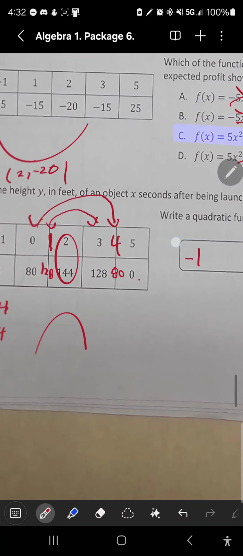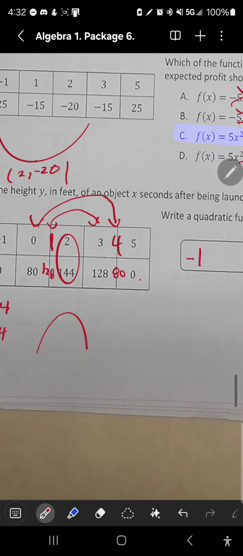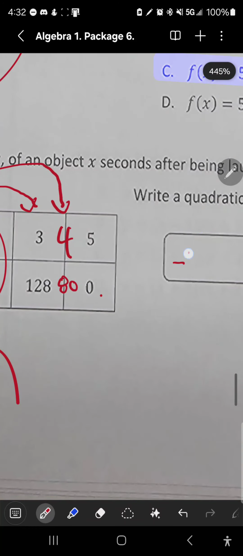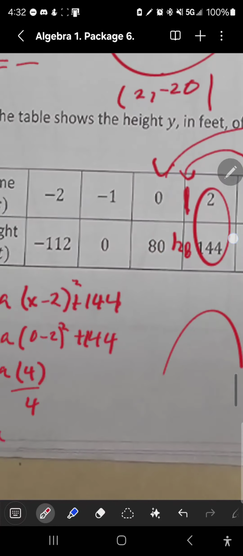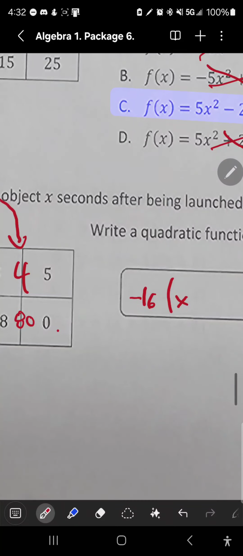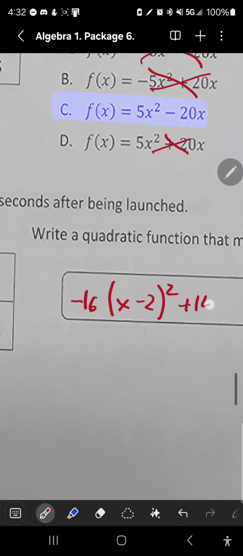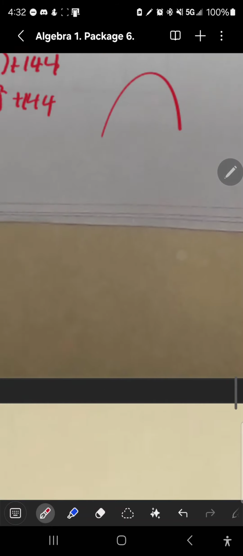So it is negative. You see, I realized because I knew it was going down. I knew my first value needed to be negative. So that's one important thing to consider. So it will be negative 16 times (x minus 2) squared plus 144. And that's my answer.